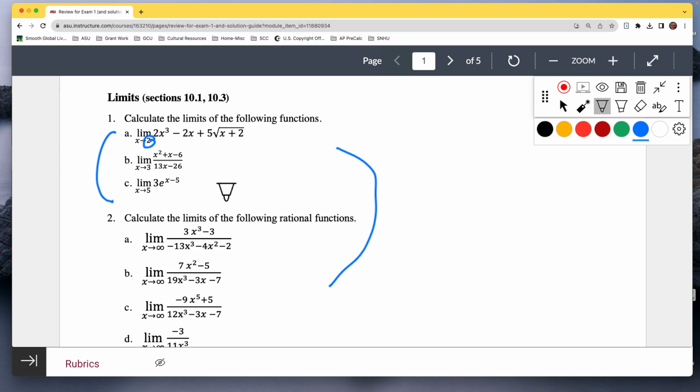There could be one where it is undefined, and then all you're doing is graphing it and looking at what happens as it gets close to that value. Okay?